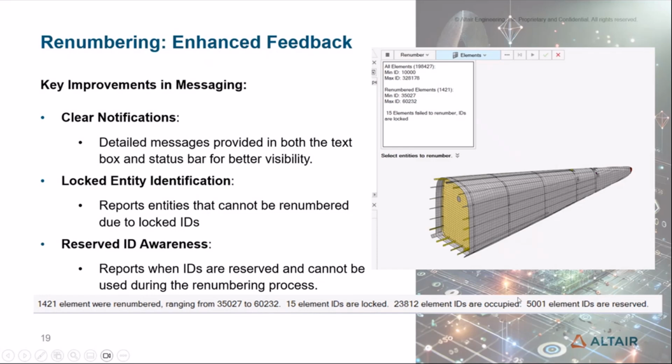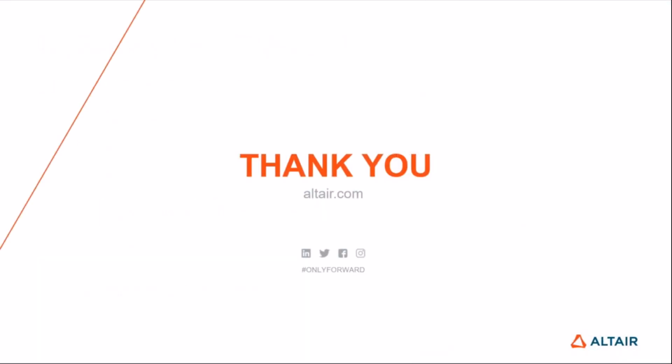And then again, 5,000 of the element IDs are reserved, which means we can't renumber and use those IDs because, again, they're reserved by ID Manager. So that was something we weren't giving any feedback on. So we now tell you again why we didn't renumber to the IDs that you requested, but we will have either renumbered beyond them. So we'll give you the next available ID. So that's it. From ID management and renumbering, like I say, we're just focusing on continuous but small improvements here.